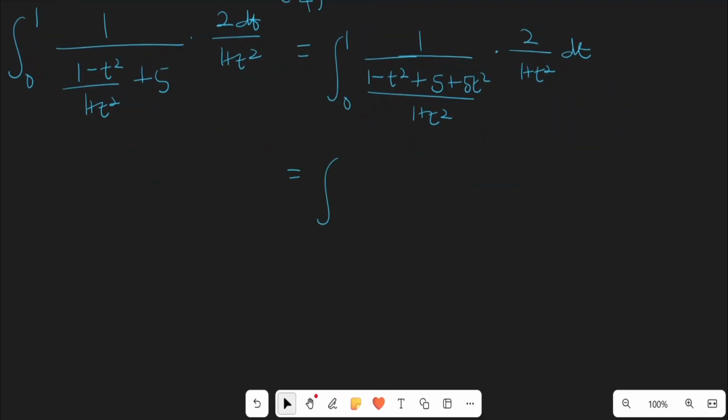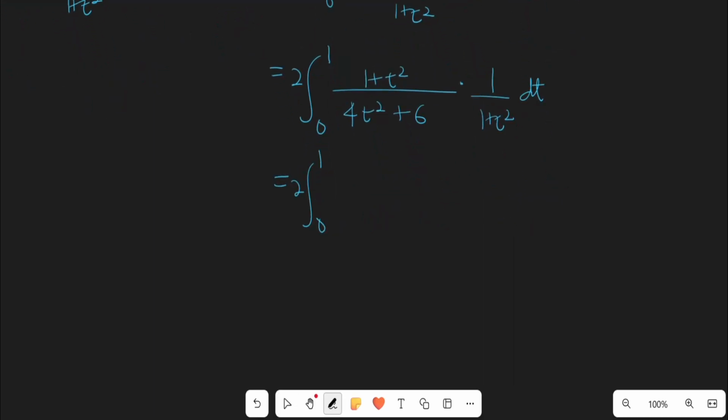This one simplifies to 2, a constant, which can come in front. Integral from 0 to 1 of this one, we can flip this one to be 1 plus t squared all divided by this one, which is 4t squared plus 6. That is right. Multiplied by 1 over 1 plus t squared. So this and this, that is 4t squared, 1 plus 5, that is 6 dt.